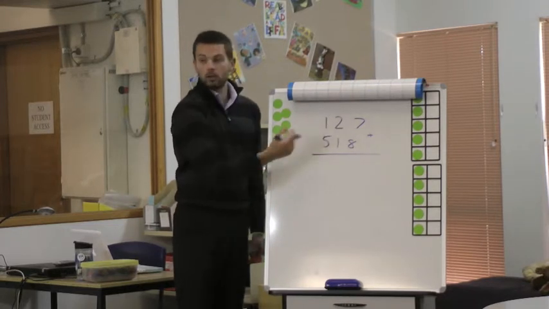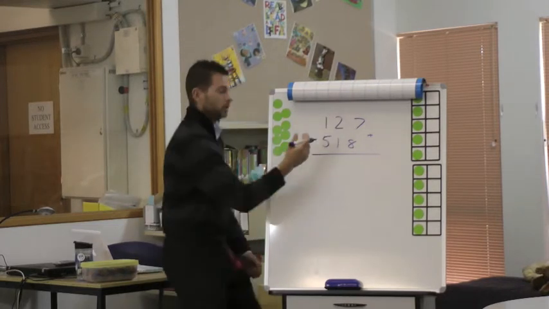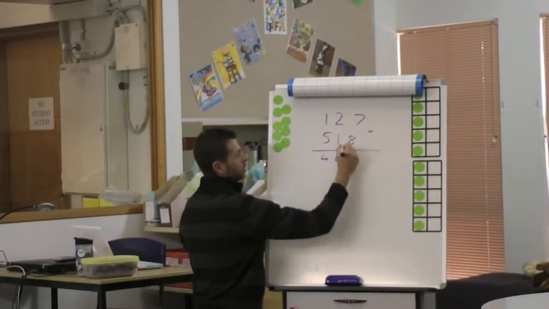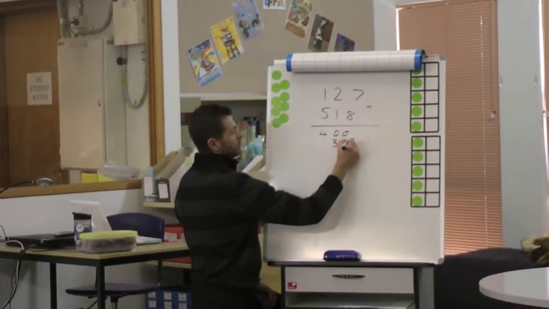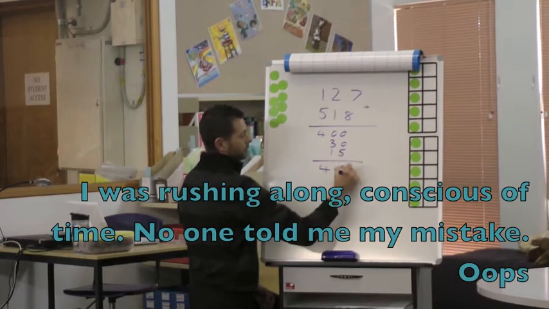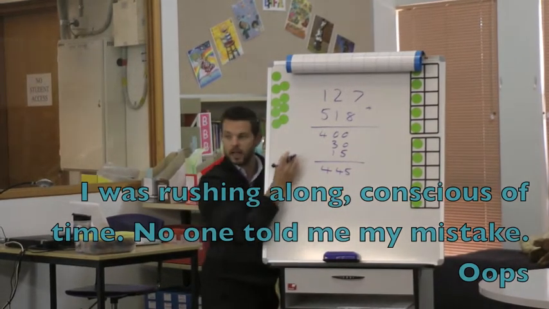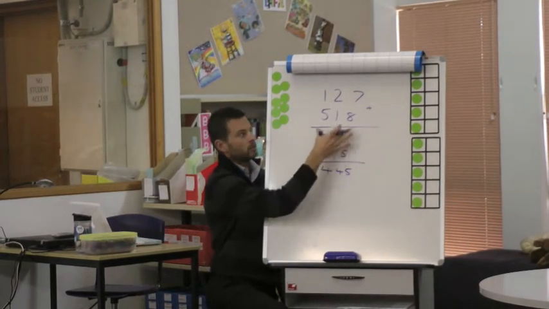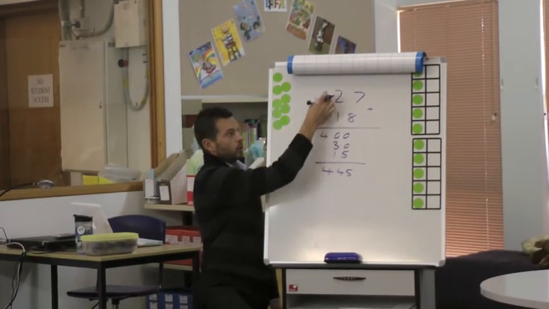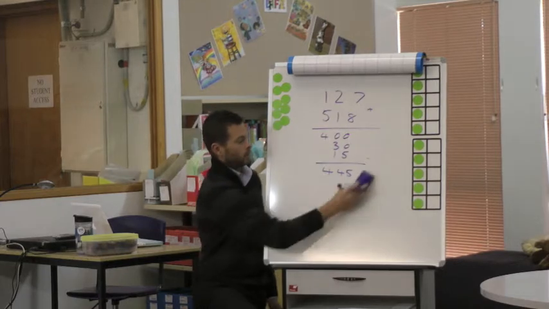So it may look like an algorithm, but what I'm doing is saying 100 plus 300 is 400. 20 plus 10 is 30. 7 plus 8 is 15, to get 445. Very, very similar to algorithms, but I'm not getting confused with any trading. And I can see the value of these numbers.